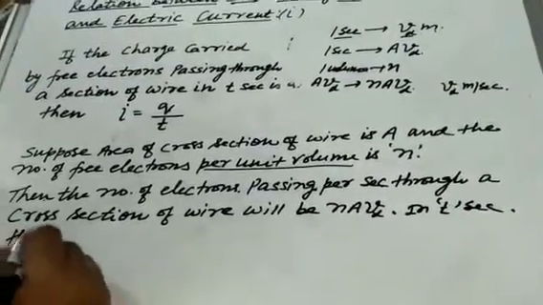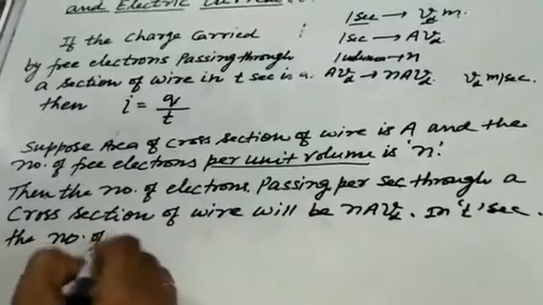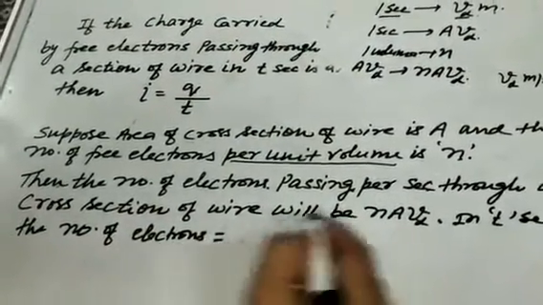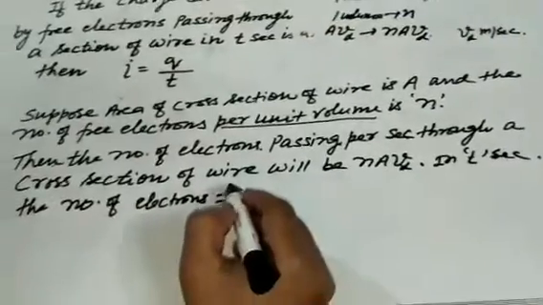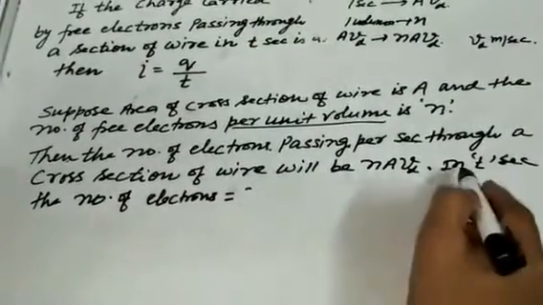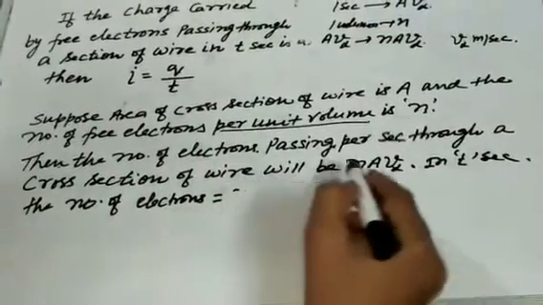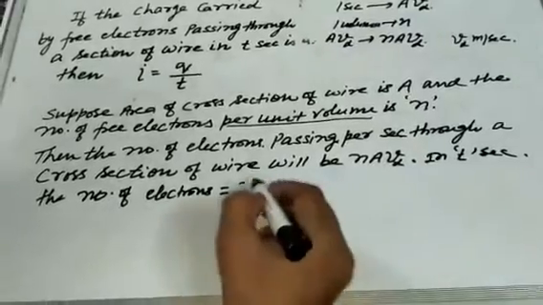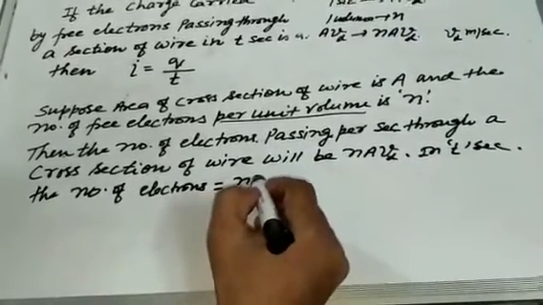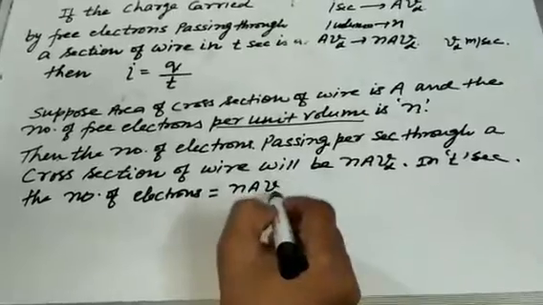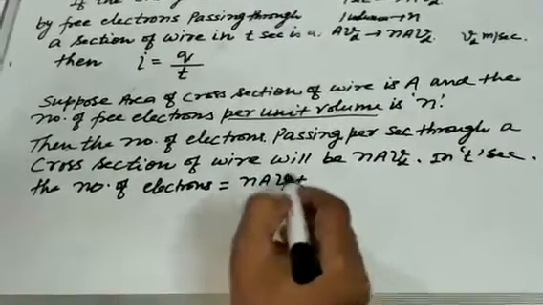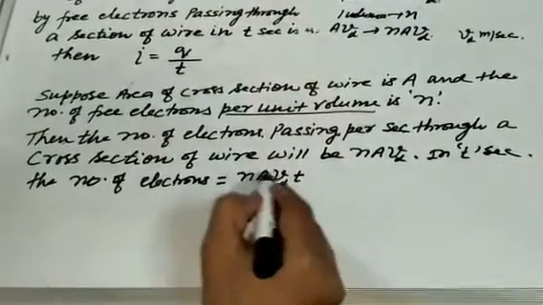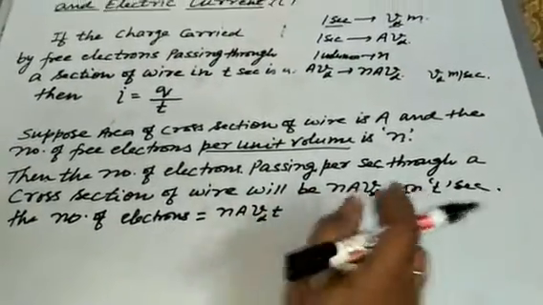So in t second, the number of electrons, since per second this many electrons are passing through a cross section, in t second this becomes nAVd into t. It means in t second this number of electrons will pass through any cross section of the conductor.